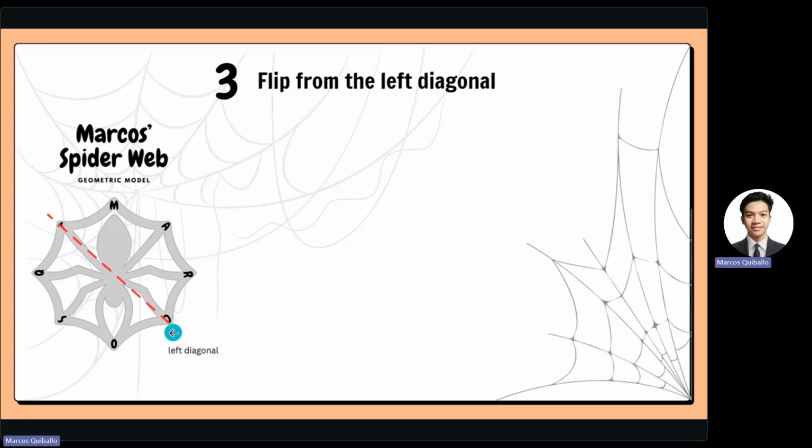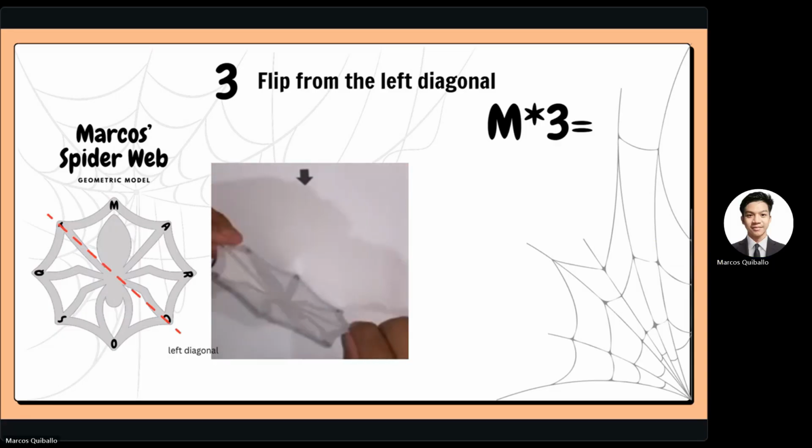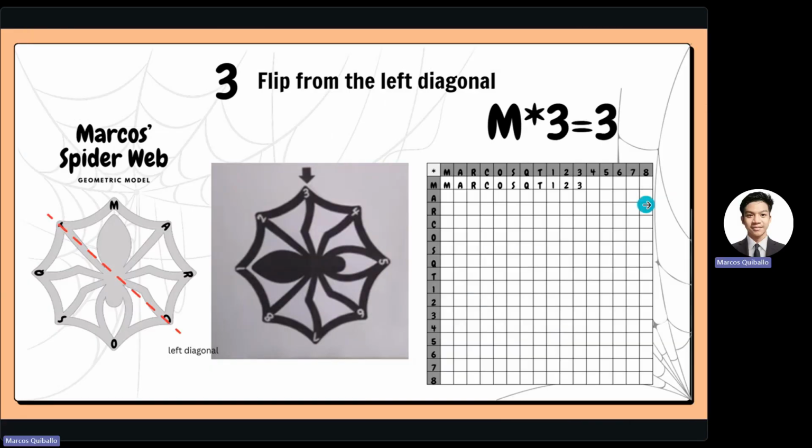We can flip the model. So if we operate M star 3 on our video, if we flip the model on the left diagonal, our resulting element is number 3. So this is our table.